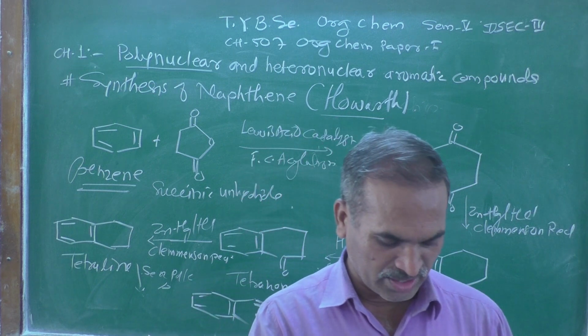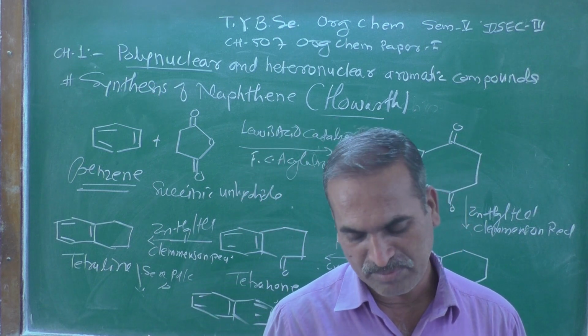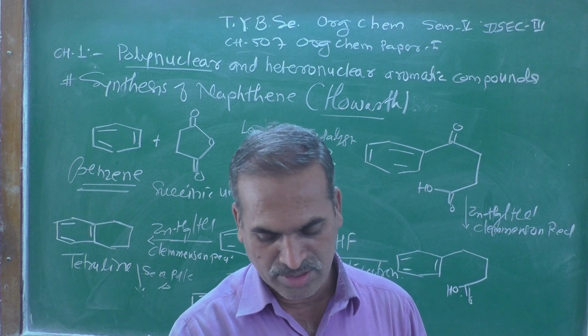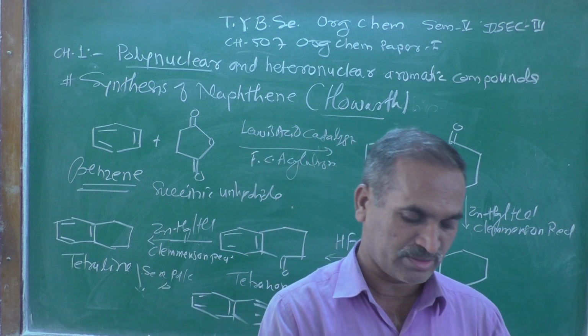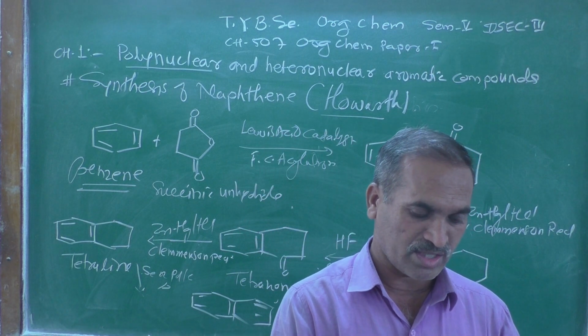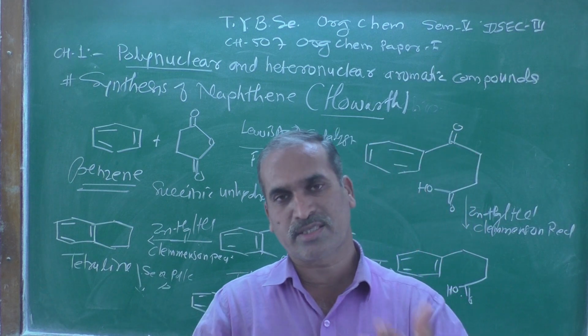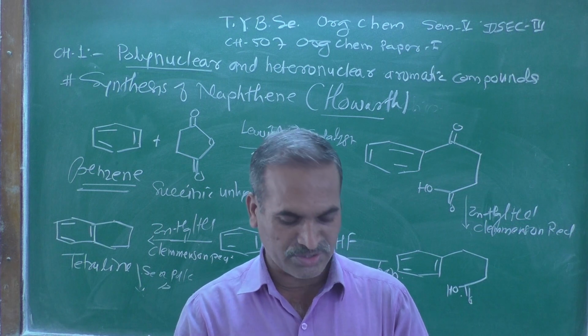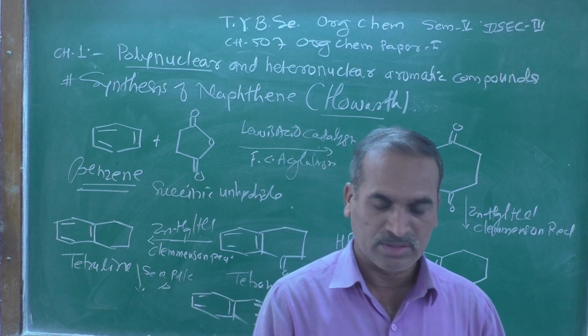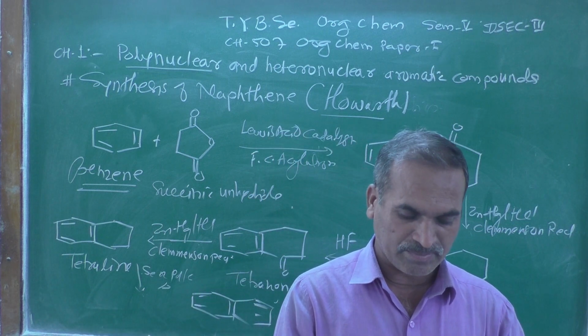So in this way we have seen how naphthalene is synthesized in the laboratory by a very famous synthesis which is known as the Haworth synthesis of naphthalene. So in the upcoming lecture, we will discuss the reactions of naphthalene.